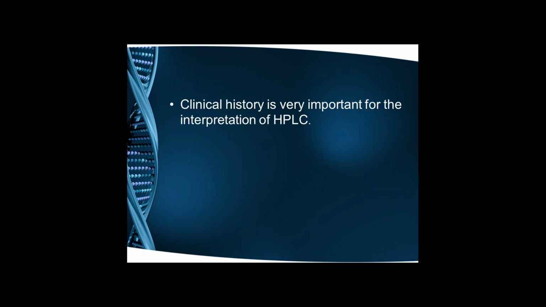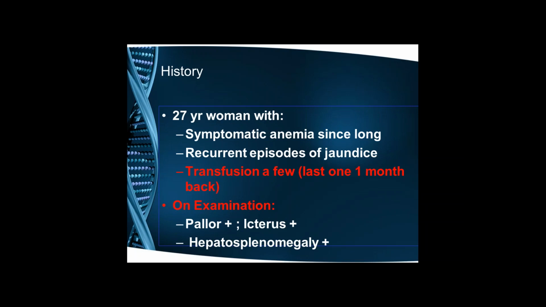What I suggest is that whenever we get a finding, taking a clinical history is very important so that we can correlate it with our finding and give a proper interpretation. Likewise, in this case, we would have given a wrong diagnosis of HbS if we had not taken a proper history. So coming to the second case, she was a 27-year-old female, with symptomatic anemia since long, recurrent jaundice episodes, and a few transfusions.